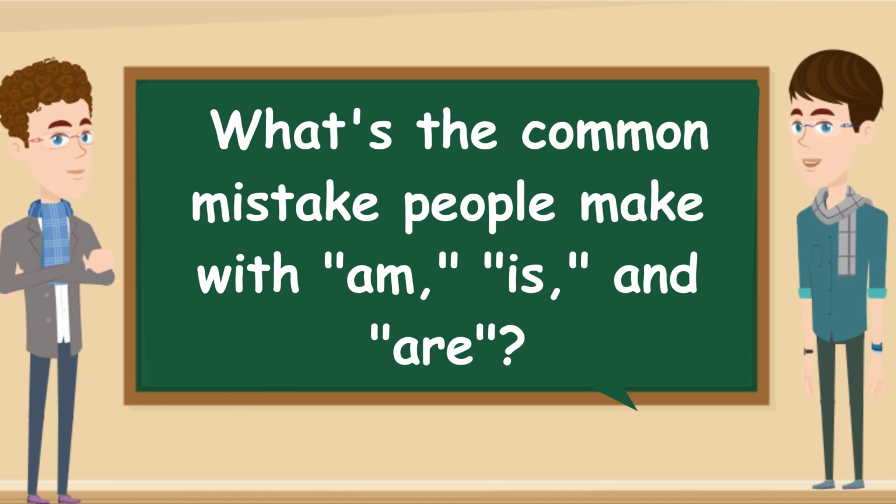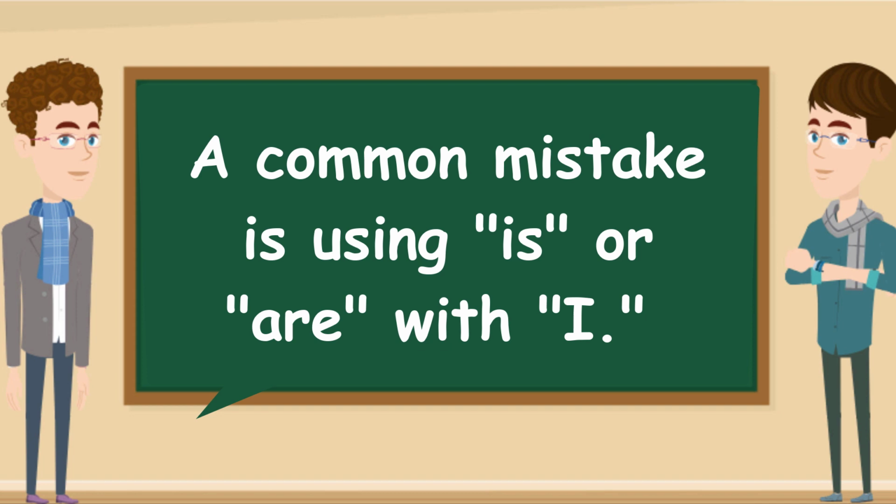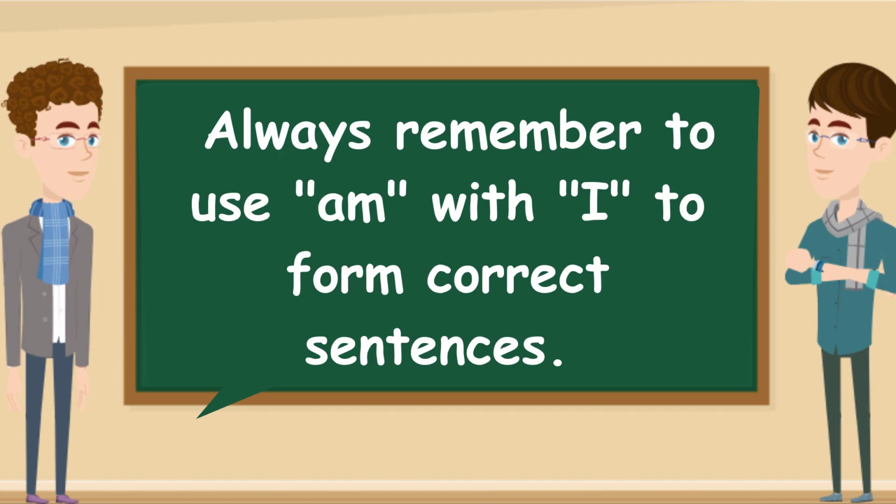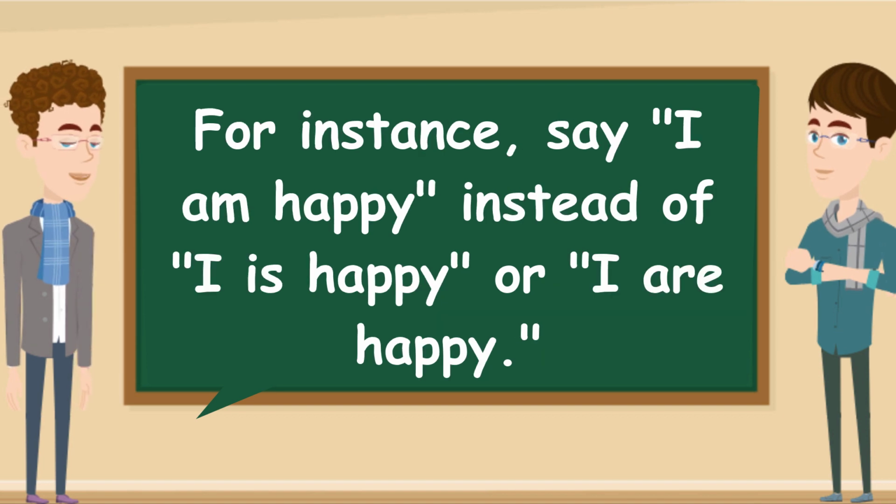What's the common mistake people make with am, is, and are? A common mistake is using is or are with I. Always remember to use am with I to form correct sentences. For instance, say, I am happy, instead of, I is happy, or, I are happy.